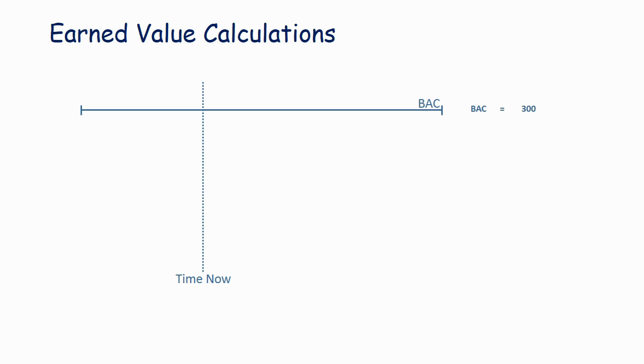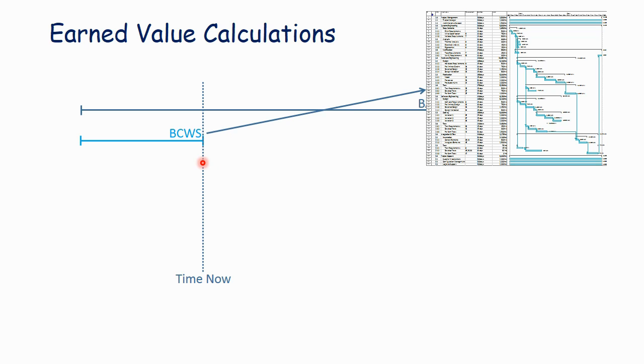What's common in schedules is to draw a dotted line down some part of the schedule, and we call that time now. So we want to know how the project's doing now. So assume the dotted line right here is time now. And we have a budgeted cost of work scheduled. We talked about this in the first section. That comes from the plan.